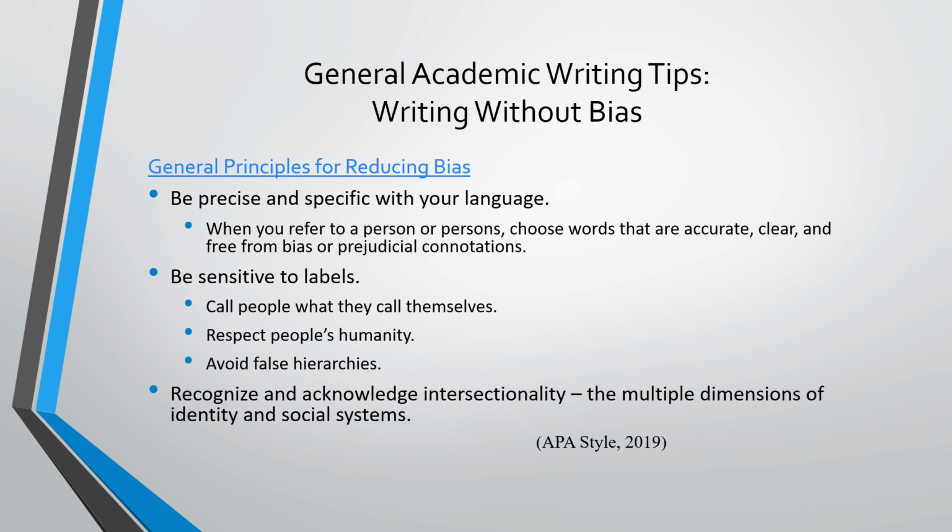Use labels with sensitivity, remembering to respect each individual's humanity and calling people what they call themselves. Recognize and acknowledge intersectionality, the multiple dimensions of identity and social systems. Each of us may be a mixture of identities, including both privileged and non-privileged aspects. Beyond these general guidelines, the APA Publication Manual provides specific guidance relative to writing about age, disability, gender, racial and ethnic identity, sexual orientation, and socioeconomic status.